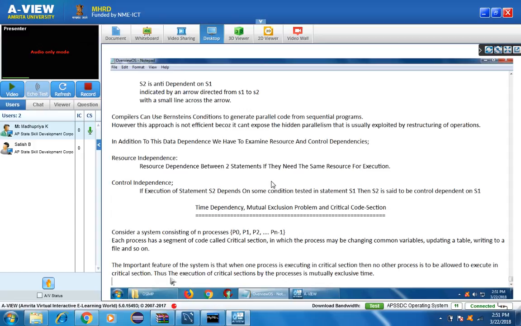And the other important thing is, each process which wants to get executed should take permission. Each process must request permission to enter into critical section.